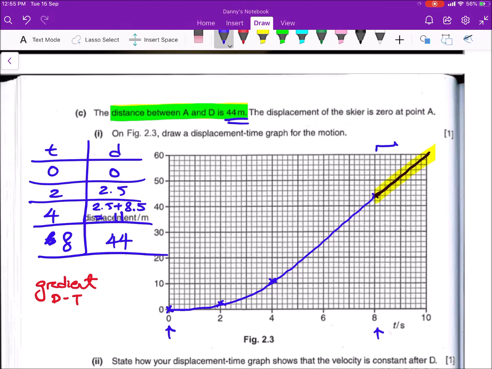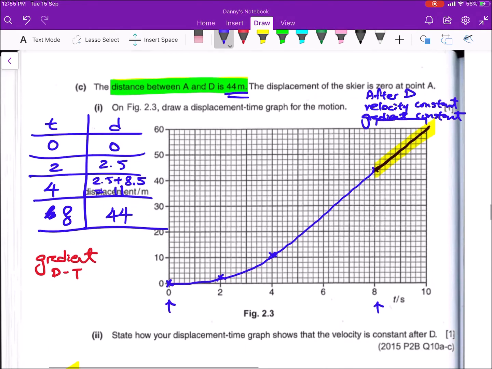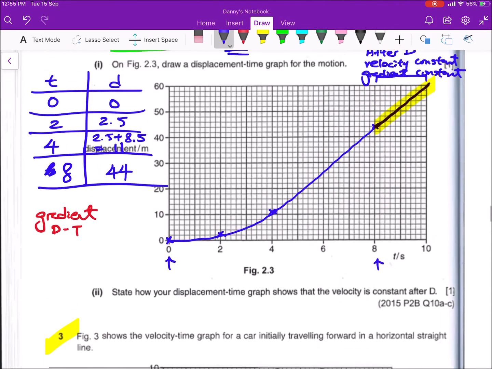This part here, according to the question, after D, your velocity is actually constant, and your velocity on a displacement time graph is given by the gradient. So it is very important that you show this understanding by drawing the line using a ruler. So the boys especially, please use a ruler. Okay, if not, you will be penalized.